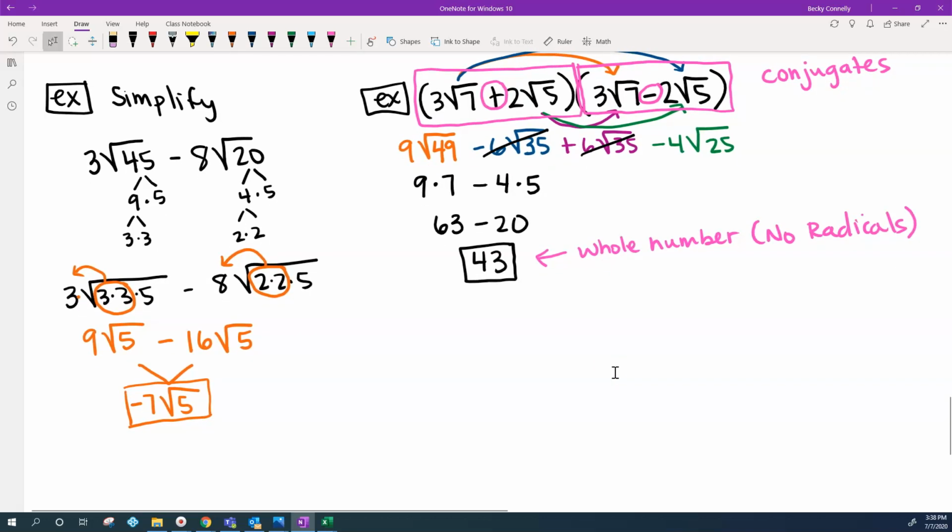All right, questions on either of those examples? I can help clarify more. Can you say again what conjugates are?